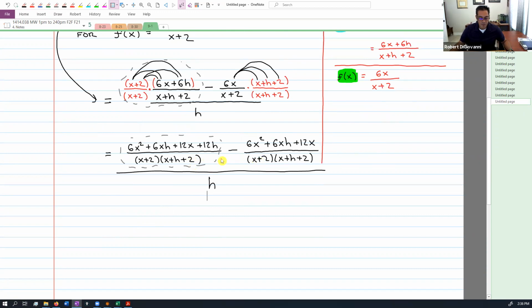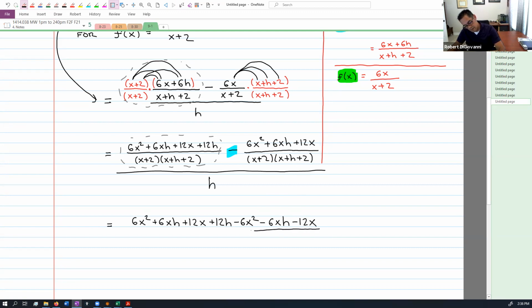Now, these two have the same denominator, so we can put them together, but be real careful with that minus sign. That minus sign right there has to distribute across the top of this one. So we'll have 6x squared plus 6xh plus 12x plus 12h. Now here comes the minus stuff. Minus 6x squared, minus 6xh, minus 12x. All of that is now on top of the common denominator. But all of that is on top of h.